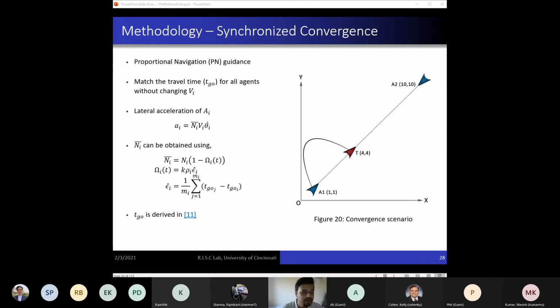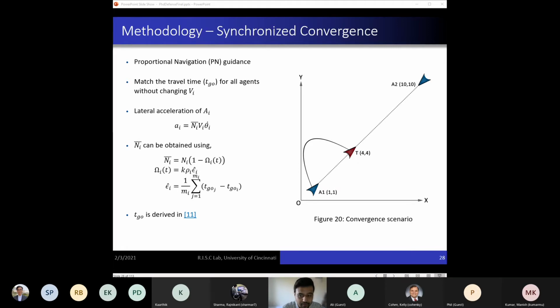Now, if I may point your attention to figure 20, we see that A1 is closer to the target than A2. Assuming the target to be static for ease of explanation, if the agents have the same forward velocity, A1 will reach the target faster by traveling on a straight line joining A1 and T than A2. Note that we do not require the velocity of these agents to be the same. Nonetheless, their forward velocities are assumed to be constant.